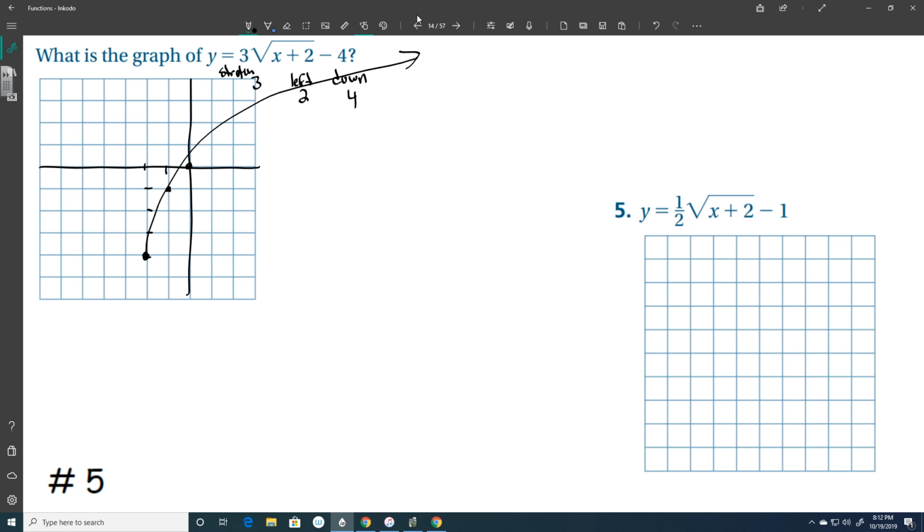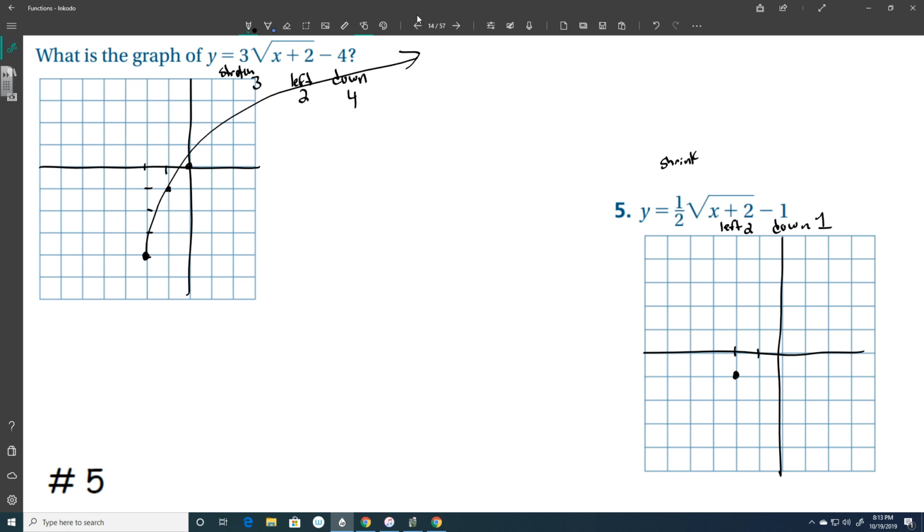Okay? And then on this one, the plus 2 is going to shift me to the left 2 places. The minus 1 on the outside is going to shift me down 1. And the 1/2 is going to shrink me. It's going to shrink my graph because I don't go up and over. I don't go up as far when I go over. So we got to go left and down. So let's draw our coordinate grid here. Now I'm going to go left 1, 2, and I'm going to go down 1. So that's my starting point.